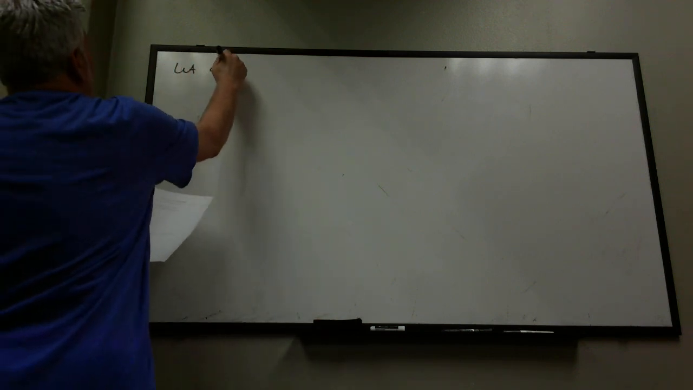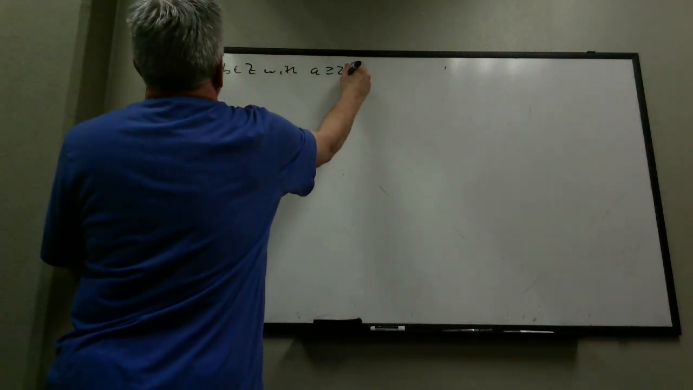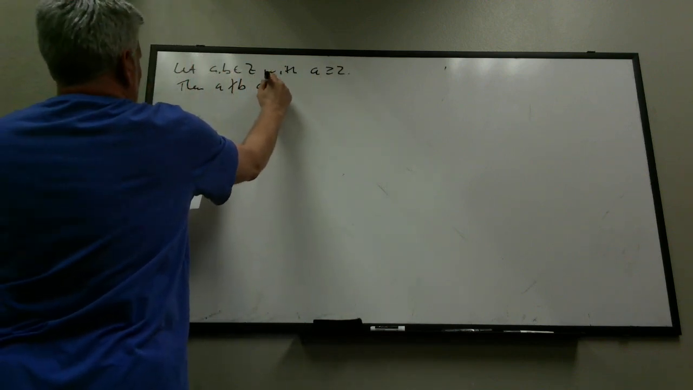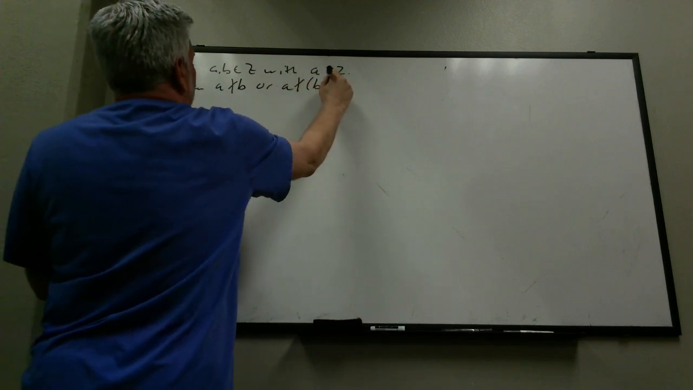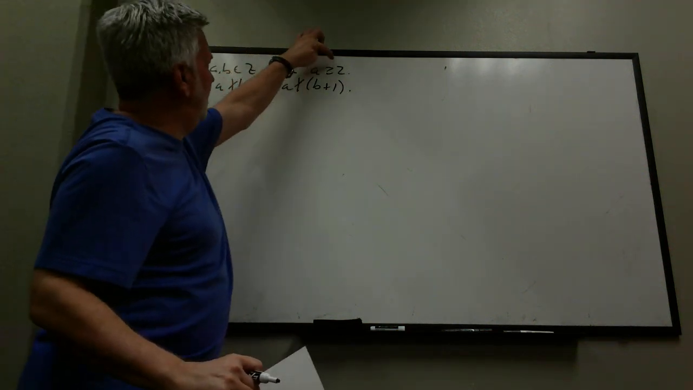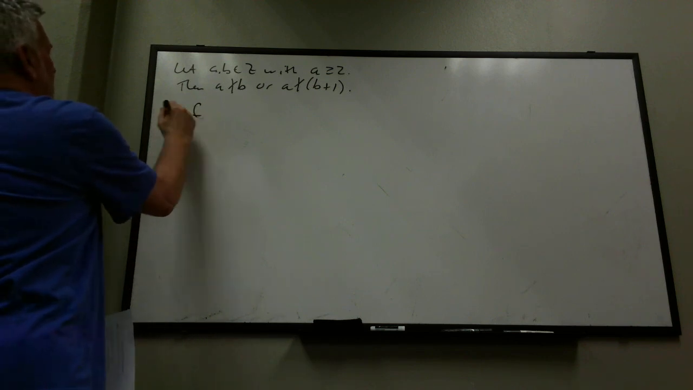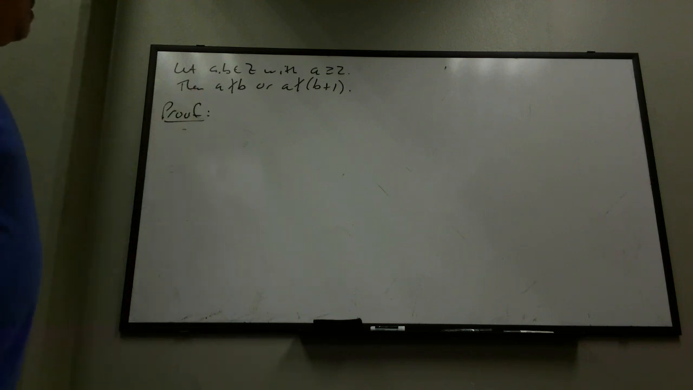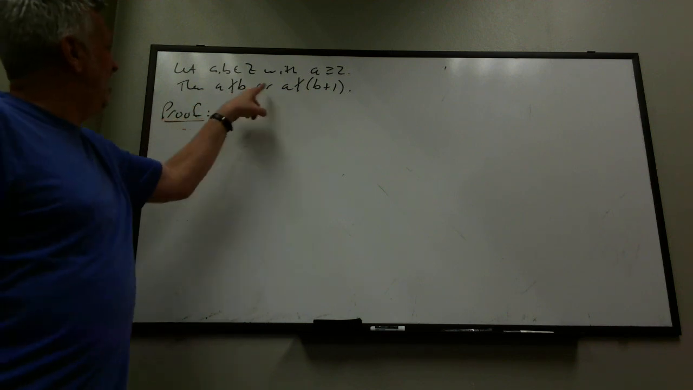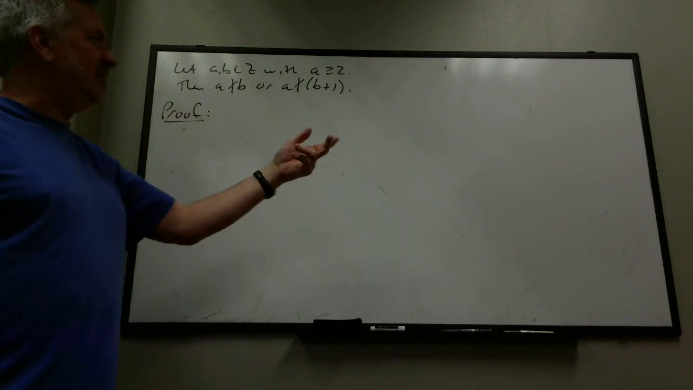So let A and B be integers with A greater than or equal to 2. Then A doesn't divide B, or A doesn't divide B plus 1. You could think of this as an if-then statement. If A and B are integers with A greater than or equal to 2, then, right? So if you think of that as an if-then, well, we did ones like this that involved the contrapositive, right? We don't like the negative result, like A doesn't divide B, A doesn't divide B plus 1. What if we did contrapositive?